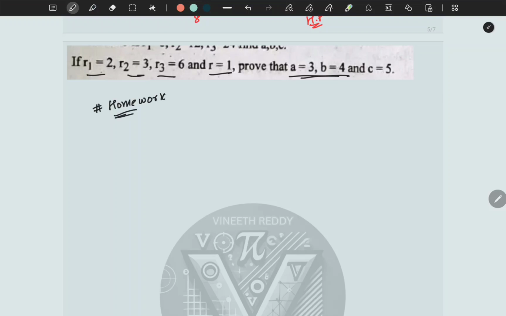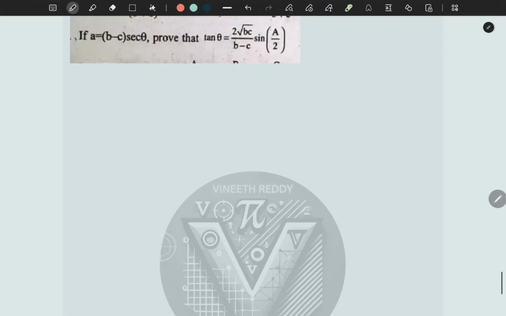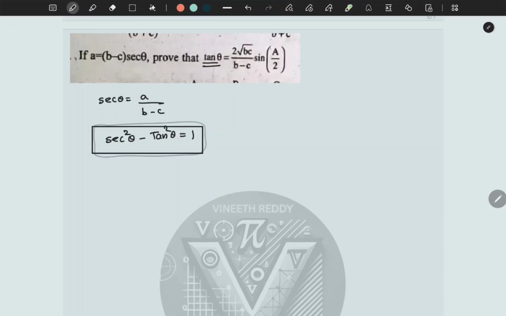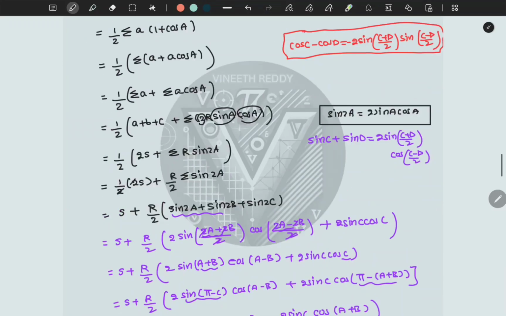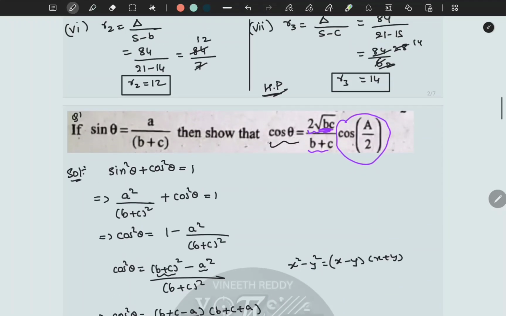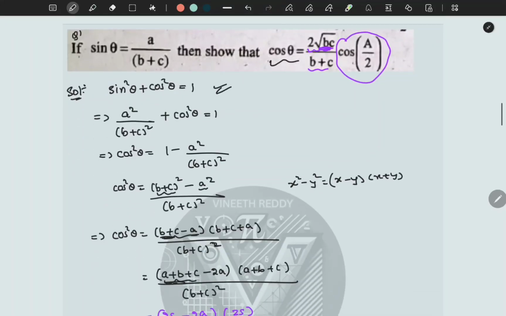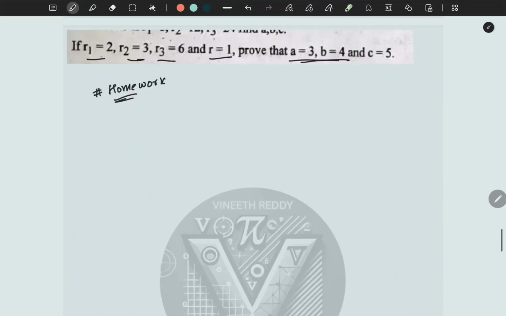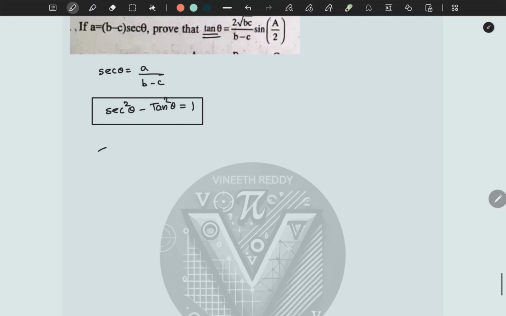Perfect. And now let us go with another question. Here we have a is equal to b minus c times secant theta. That means secant theta is equal to a by b minus c. So we need to prove this. Again we can use this particular formula, dear students, for this question. And this question is similar to question number 3, I think. So you proceed in this way. Please try solving this question also. It's very, very important. Let us take this also as homework, right?